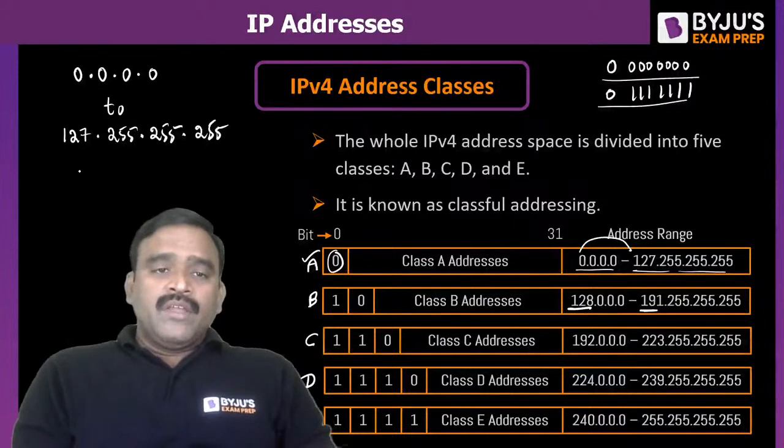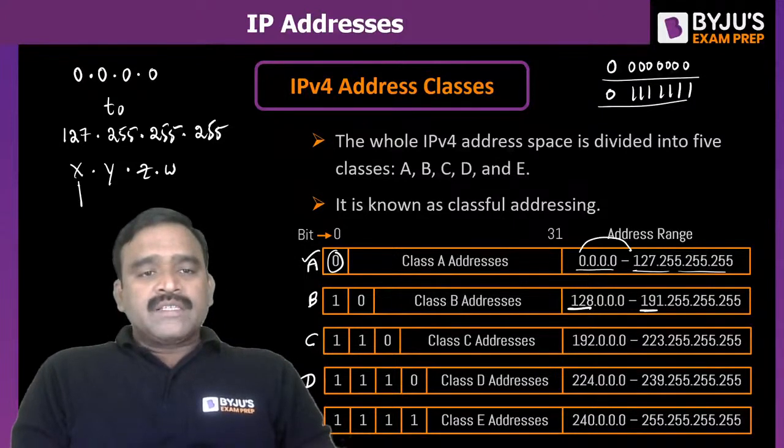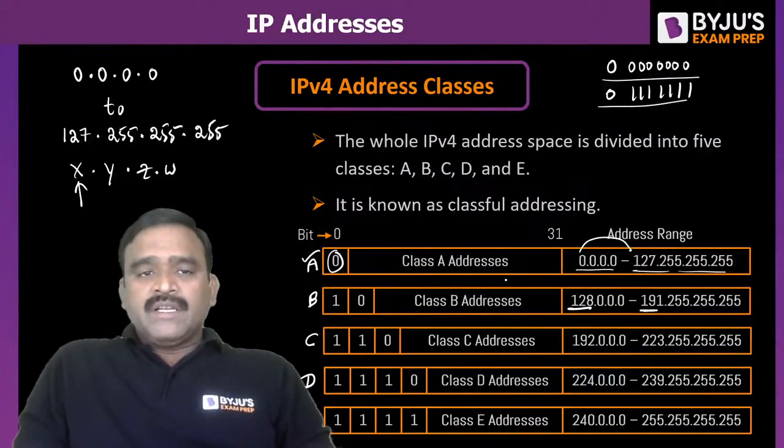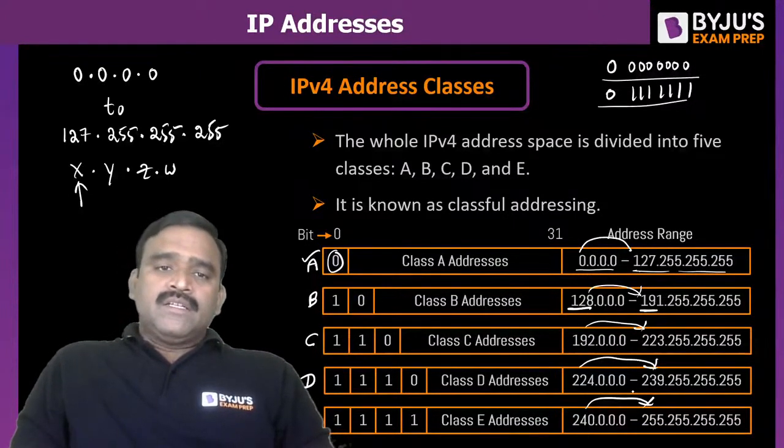For example, if you take an IP address X.Y.Z.W, the X value will decide the class of the IP address. If X is from 0 to 127, it is class A. 128 to 191, it is class B. 192 to 223, class C. 224 to 239, class D. 240 to 255, class E. That is an easy identification.